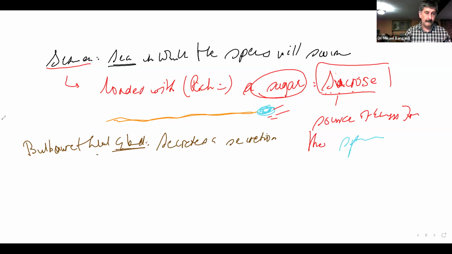Is that clear? Now, ladies and gentlemen, the nature of this secretion here is going to be important. This secretion is going to be alkaline. Did you guys get that? So the secretion produced by the bulbourethral gland is going to be alkaline in nature.